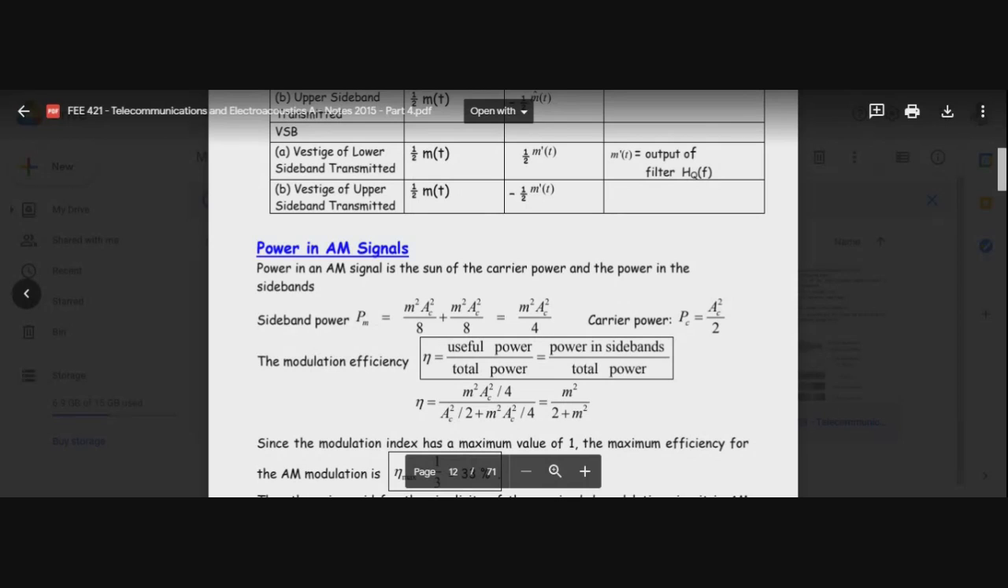And so when you do that, you're going to take the power in this modulation efficiency to be the power in the sidebands, which we found to be m squared Ac squared over 4. And on the bottom, you're going to have the total power, the carrier power plus the power in the sidebands. The whole thing becomes m squared over 2 plus m squared.